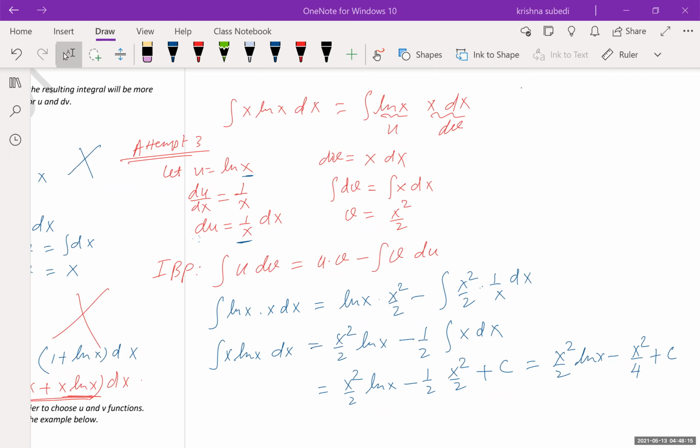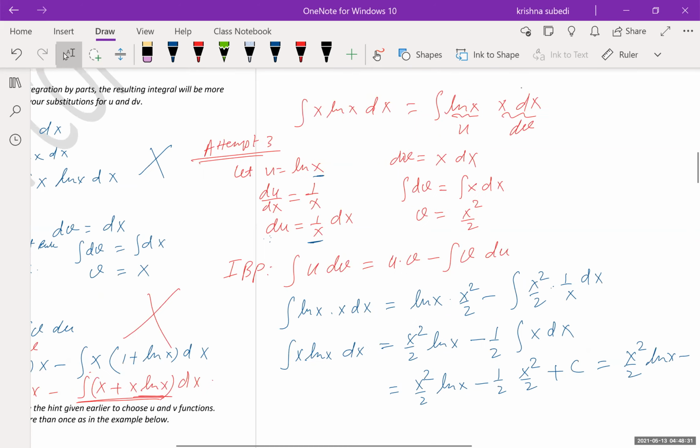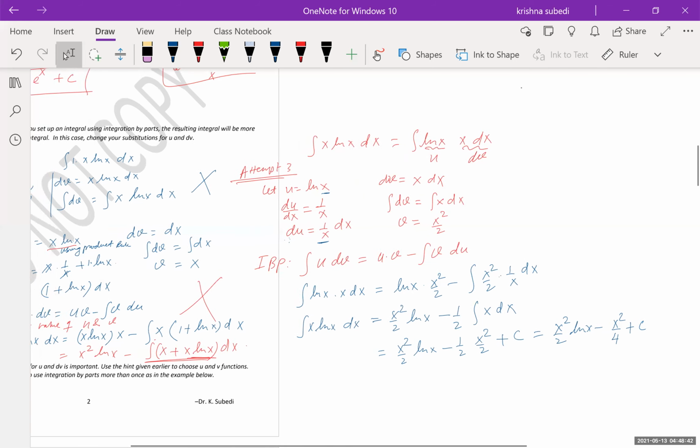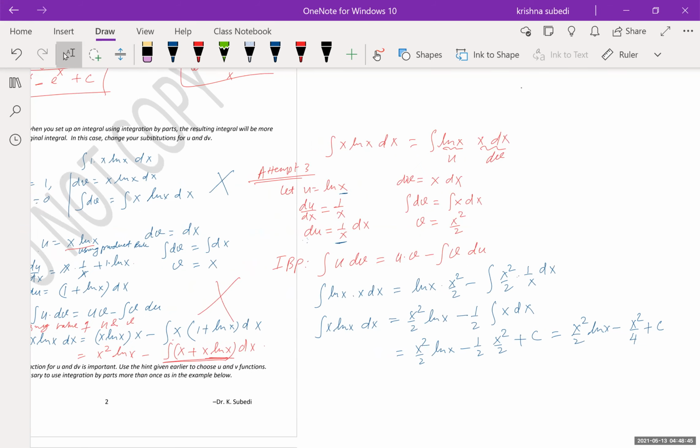The question is this: how do we know which one goes for u and which one goes for dv? So which one do we choose for u and which one do we choose for dv? How do we know that? Do we need to do this trial and error method all the time? If that is the case, life is really complicated, isn't it? It's going to be very time consuming. For one question, you see, I've tried 3 times, but you don't have to do that. So I'm going to give you some tips, and with the help of those tips, you can figure out which one will be your u and which one will be your dv.